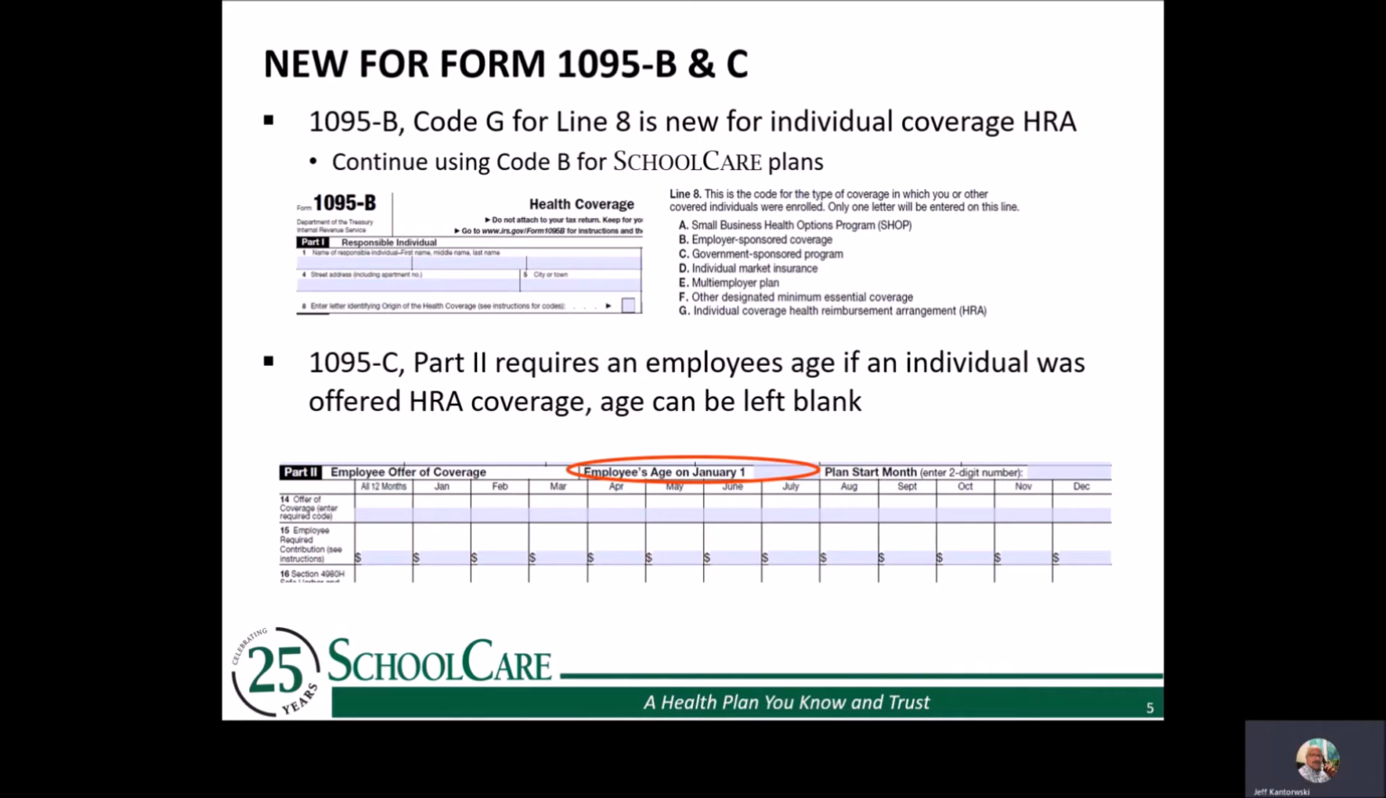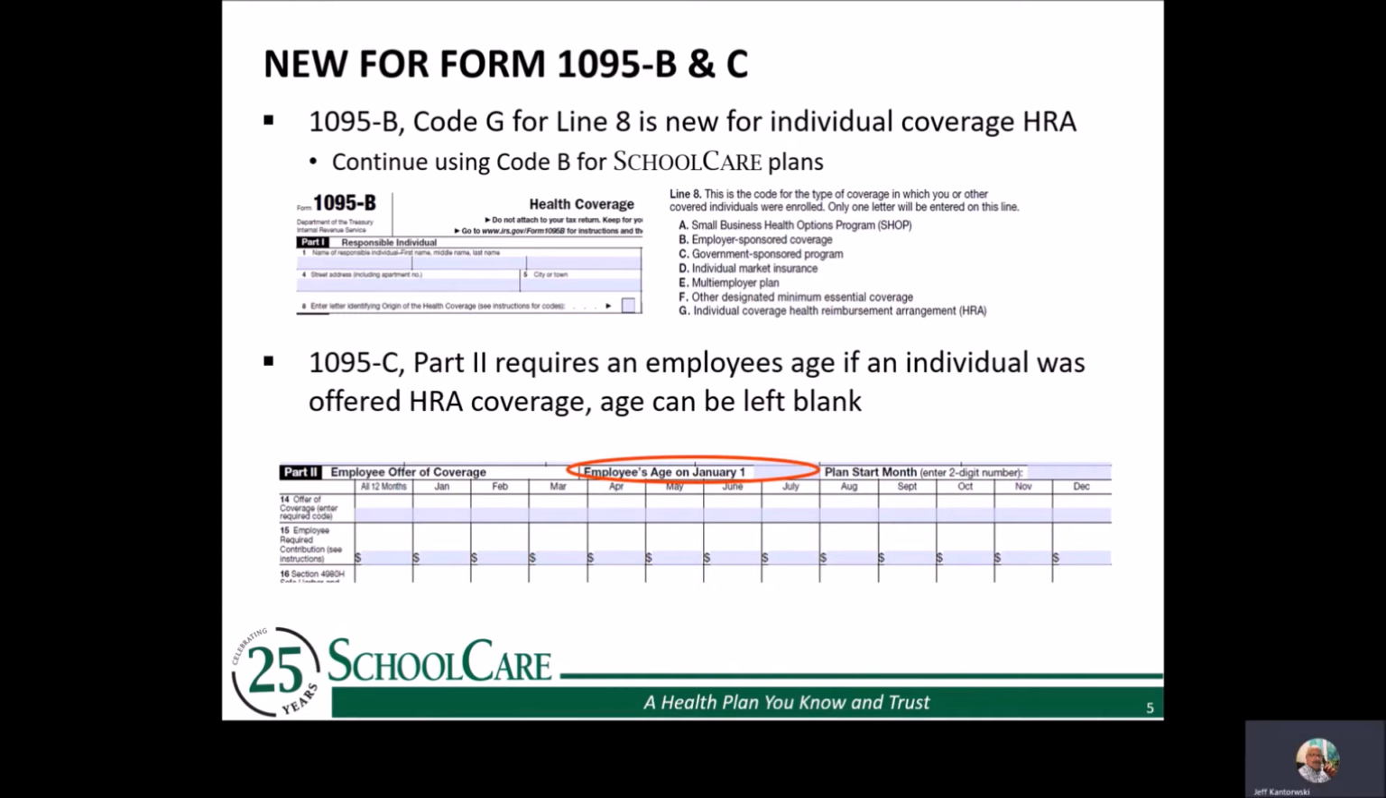You will note that both employee forms 1095B and C have updates. Employers with under 50 employees using Form 1095B will note a new Code G for individual coverage HRAs. To the best of our knowledge, none of you are offering this type of plan. Instead, continue to use Code B for School Care plans.